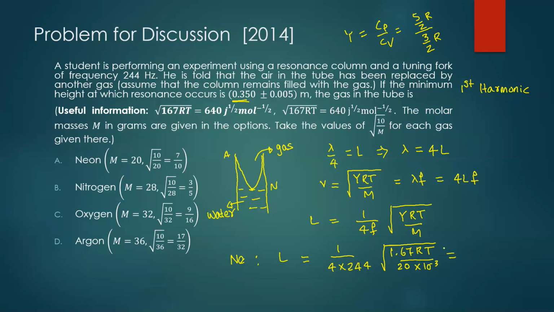Now they've given us the square root of 167 RT. They're saying you take it as 640. So I'll convert the numerator inside the square root to, let's say, 167. And what do we have here? I have 1 by 4 into 244 into square root of 167 RT. So instead of a monoatomic gas, if I use a diatomic gas, instead of 1.67, I'll use 1.40.